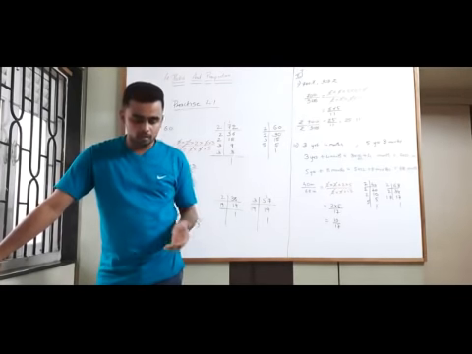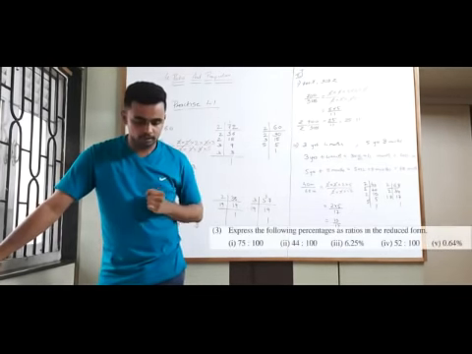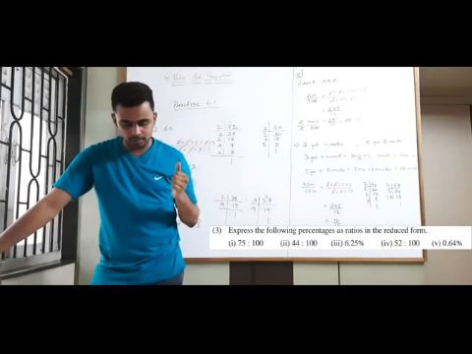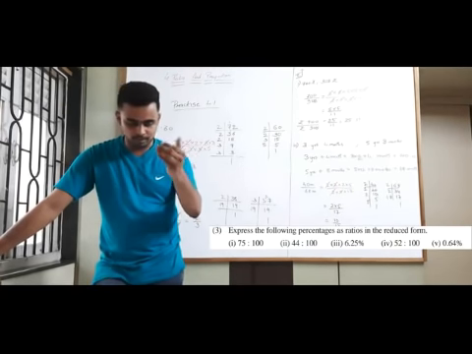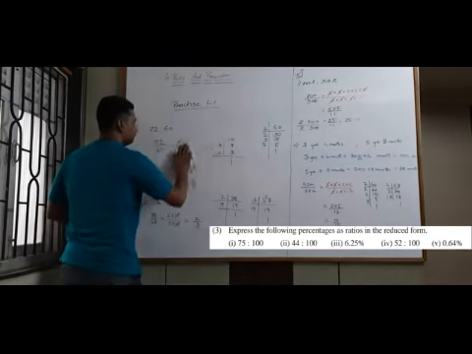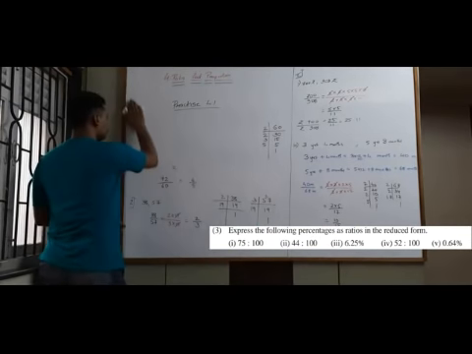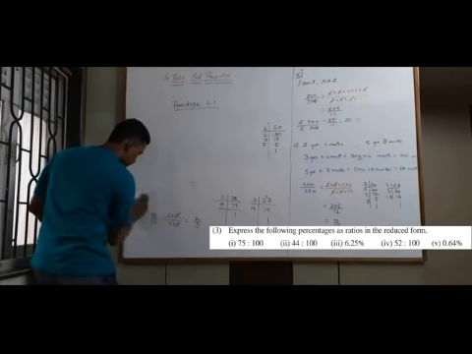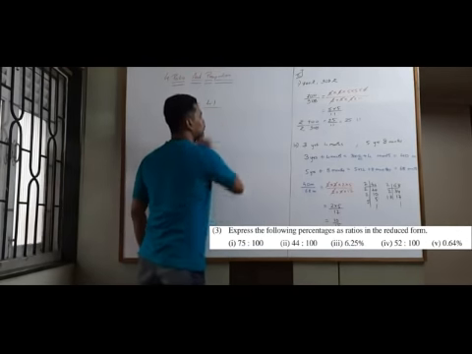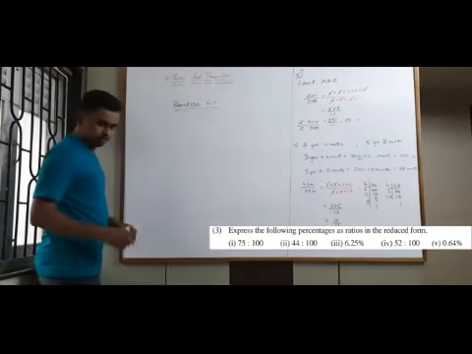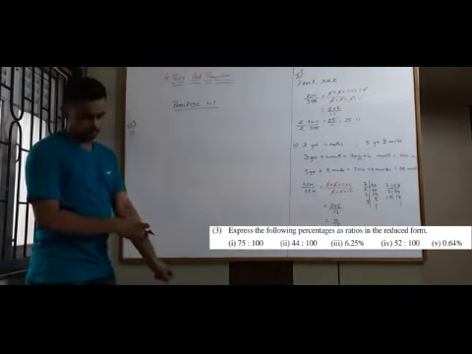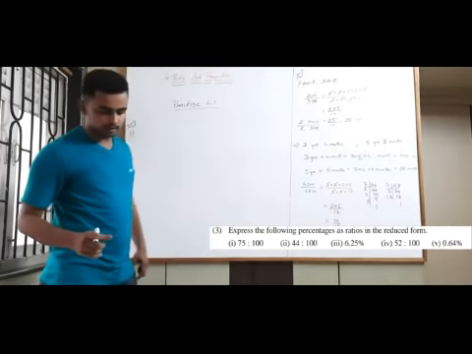Now, as I erase the board, I will ask the students to read the third main question of practice set 4.1, where we have to express the following percentages in their reduced form. So let's see. Question number 3, question 1. So now I have 75 is to 100.